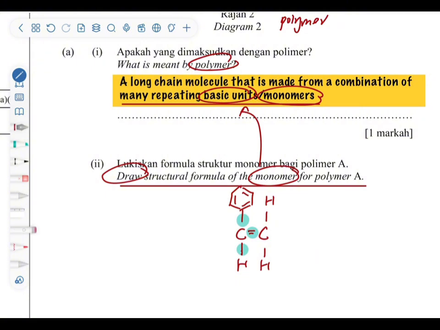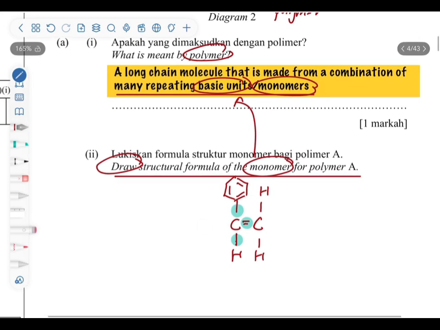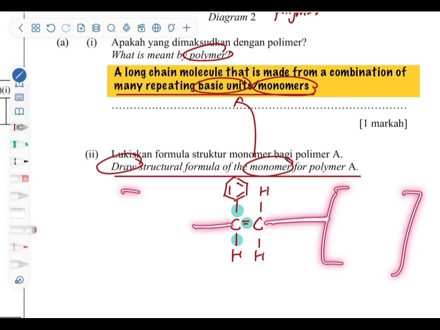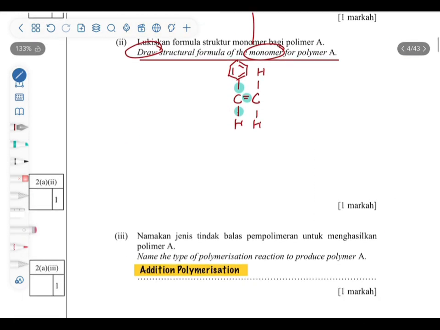So we have 1 bond, this is a double bond, 3 bonds already, and then the 4th bond. Because it is the monomer, we cannot draw it like this, with 2 straight lines over here, because it is not connecting to anything. We just want the monomer only. If you draw the straight line like this, it means that you already connect it with a second and third monomer unit, so it will not be the answer.